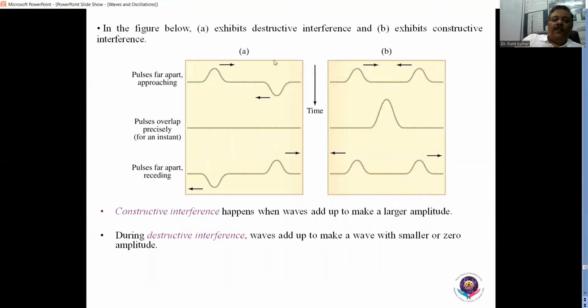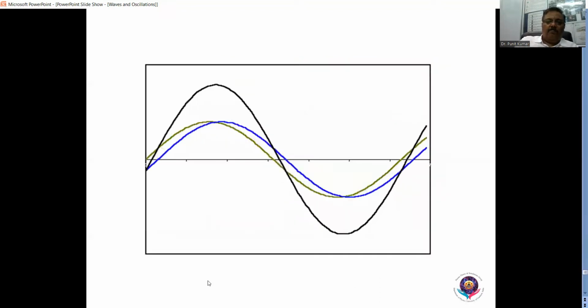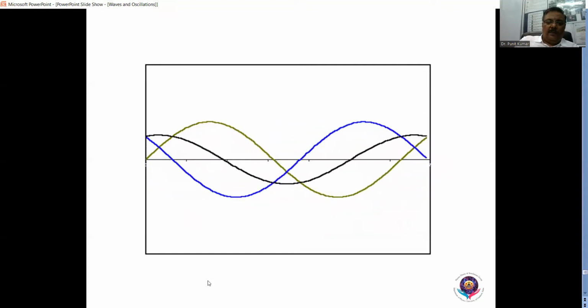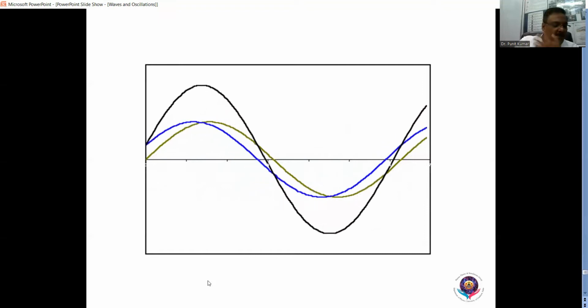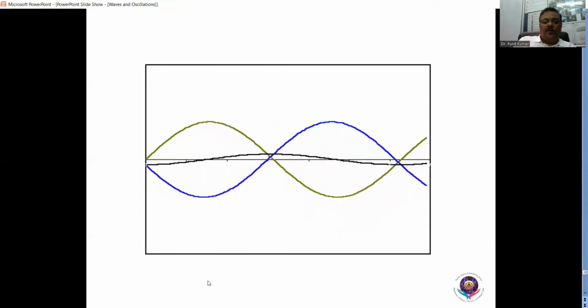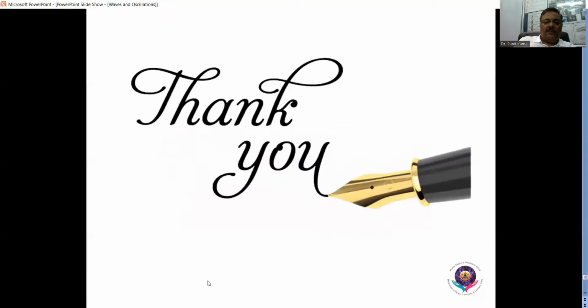When the maxima superimpose to give a maxima of double the amplitude, or the addition of the amplitudes, it's called constructive interference. When the minima interfere, the amplitude becomes further minimum. That is called destructive interference. That is for today.